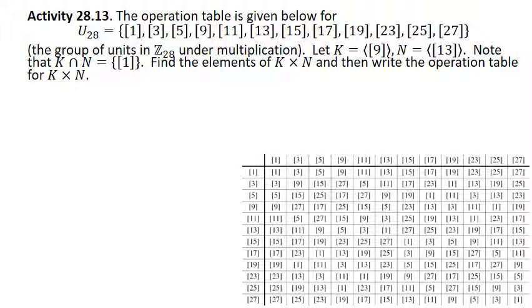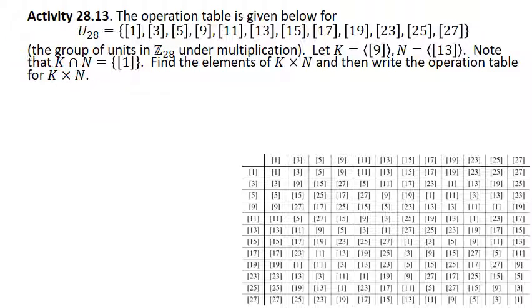So let K equal the cyclic subgroup generated by 9, and N is the cyclic subgroup generated by 13. Note that their intersection is just the identity. Find the elements of K times N, and then write the operation table for K times N. Firstly we need to actually find the elements for K and for N. So what are the elements in K?